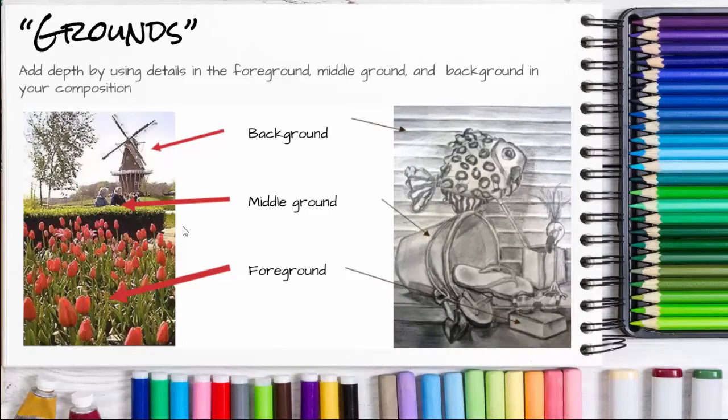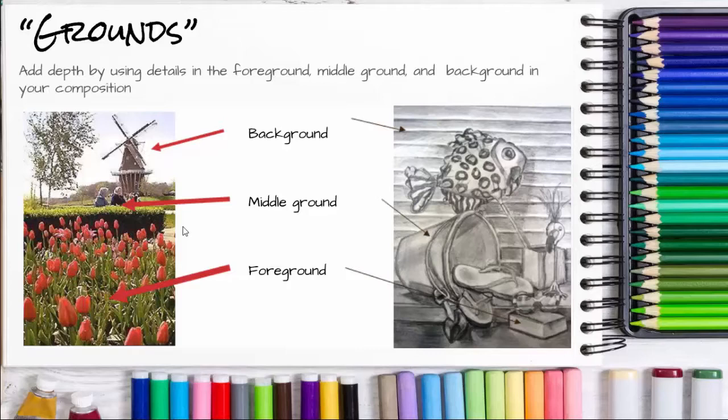Another thing I want you to think about with composition is having all three grounds: foreground, middle ground, and background. That first picture I showed you with the apple, when we were talking about making things bigger or smaller, didn't have any middle ground or background. It was good for a practice, but not for a finished drawing.